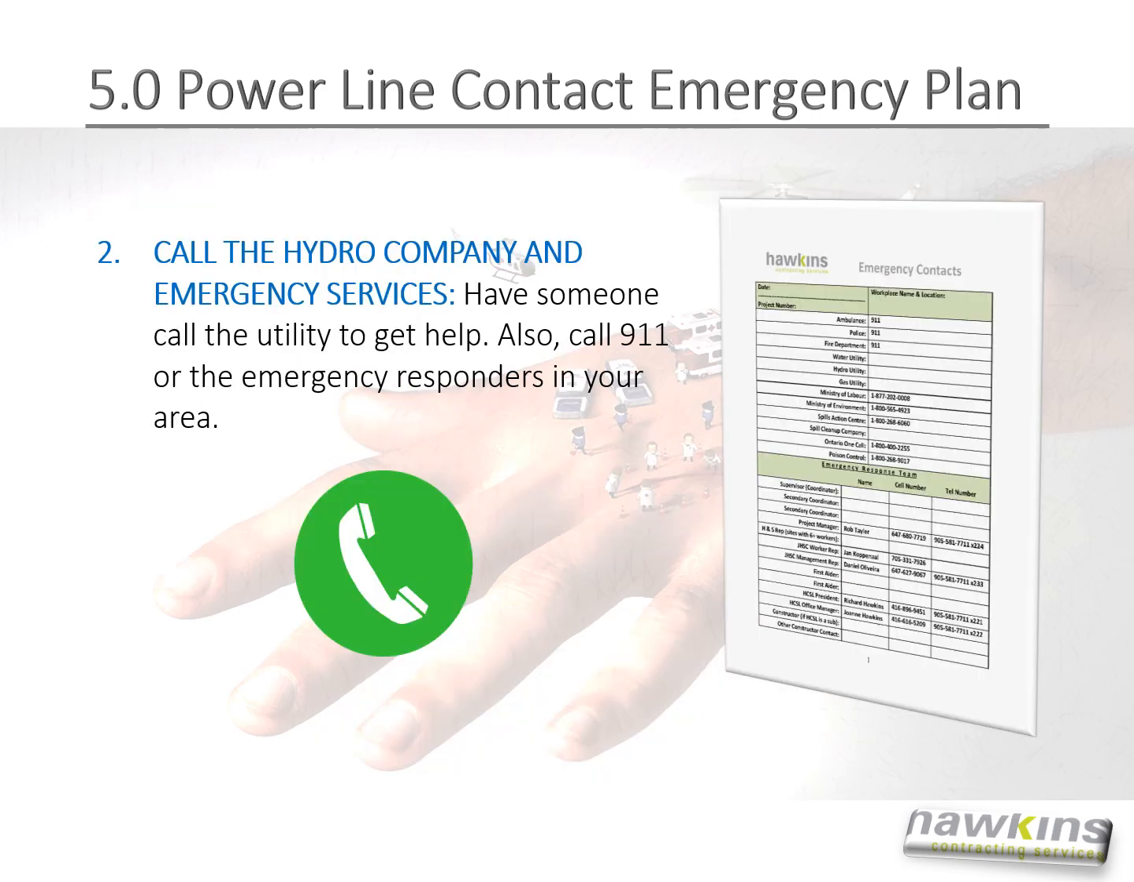Second, call the hydro company and emergency services. Have someone call the utility to get help. The number is found on the emergency contact sheet of the EPP. Also, call 911 or the emergency responders in your area.